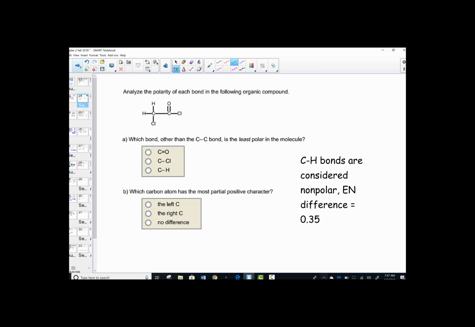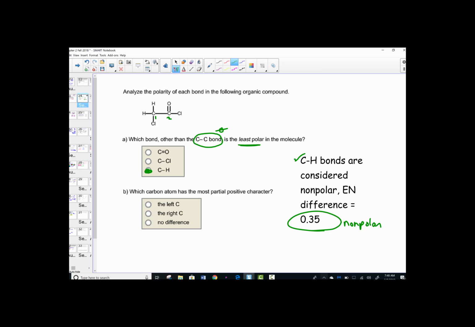When I read least polar, you're looking at an equal distribution of electron density between the two atoms. And remember, a moment ago I mentioned CH bonds are considered nonpolar. So when I subtract, I get a value right on the edge, and we always remember as organic chemists that nonpolar CH bonds exist. So, all right, that's fine. That one's the least polar, the most nonpolar.